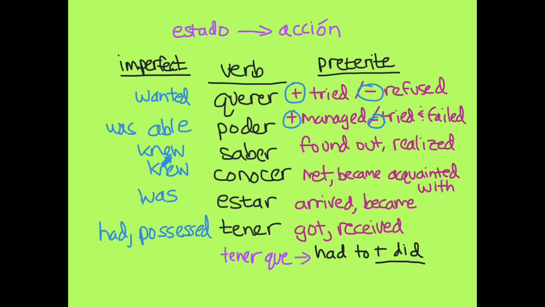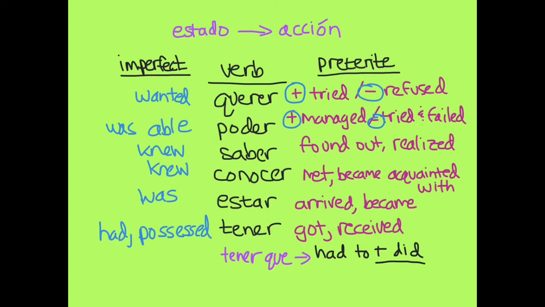Saber would be knew in the imperfect, but when we use it in the preterite, it means found out or realized. Conocer also means knew in the imperfect. Remember, these two verbs are both to know, but in different situations. In the preterite, it means met or became acquainted with. Estar was in the imperfect. Remember, it's used for things in the acronym PLACE. But for the preterite, it's more like arrived, so it's in that specific moment.